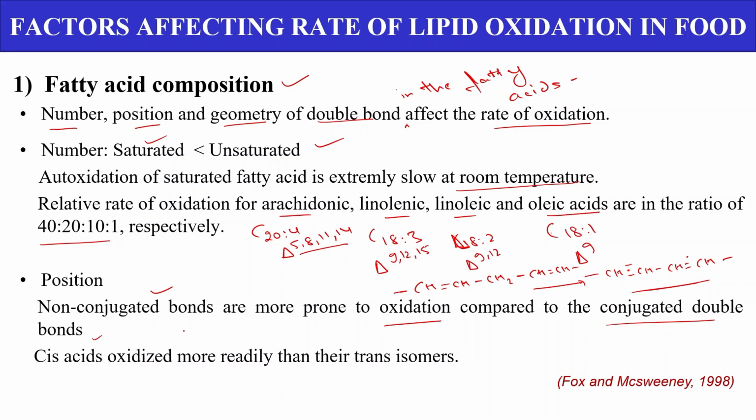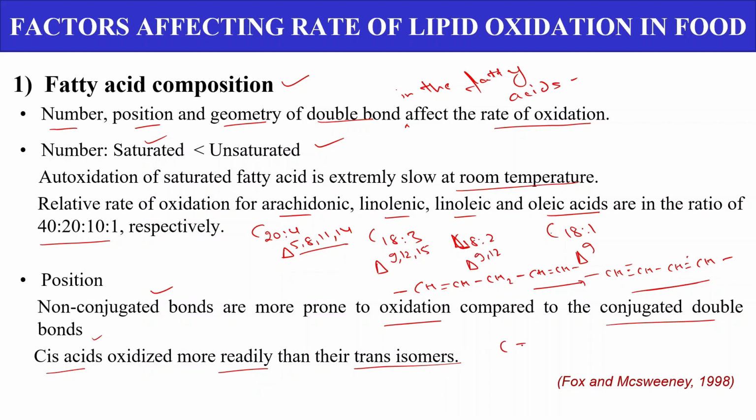So non-conjugated double bonds are more prone to oxidation as compared to conjugated double bonds, as conjugated double bonds are formed during the autooxidation process from the non-conjugated double bonds themselves. Now, cis fatty acids oxidize more readily as compared to the trans fatty acids.